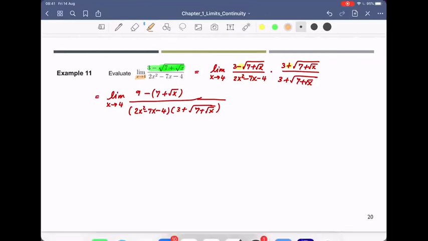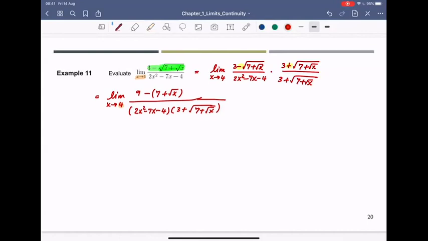So if I plug in number 4 into this limit, I am going to get 9 minus 7 plus square root 4. So on the top, I have 0. On the denominator, if I plug in number 4 here, I still get 0, right? Because the term 2x squared minus 7x minus 4 still exists in the denominator. Well, it's still 0 over 0, so what should I do?